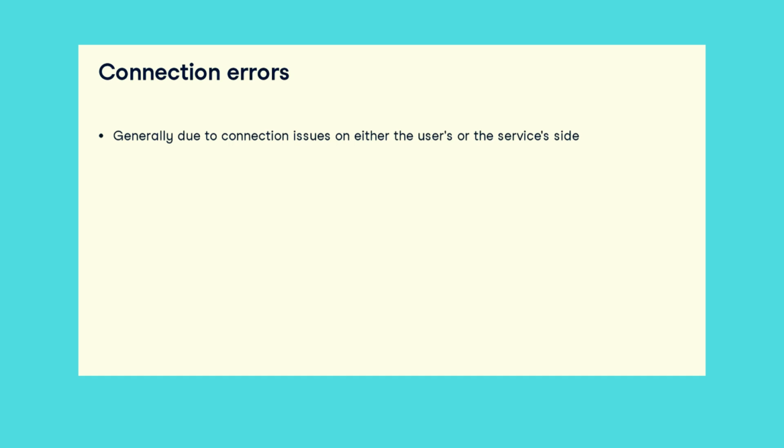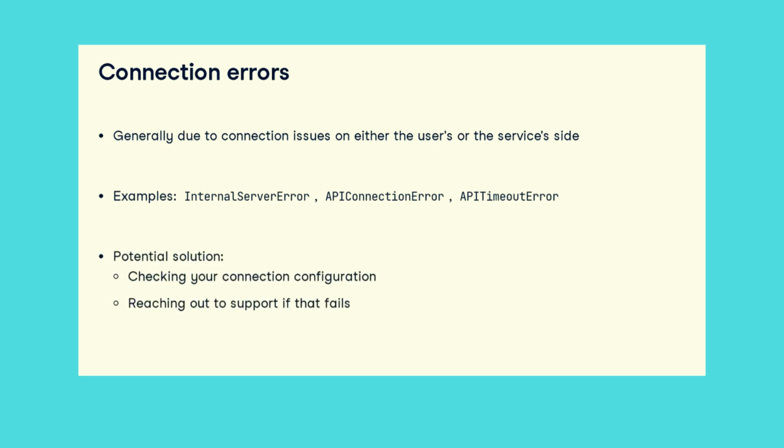Let's begin by examining a few of the error types in the OpenAI Python library and the respective solutions. Errors that occur due to connection or server issues on either the user's or the service's side are, for example, internal server error, API connection error, and API timeout error. In these cases, the best solution is to check our connection, including any firewalls that might be blocking access, then wait and retry after a few minutes, and to get in touch with support if the error persists.